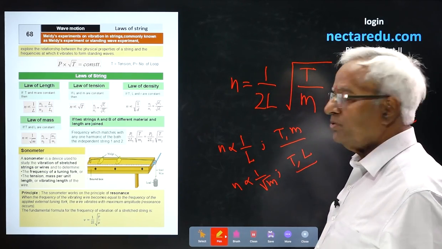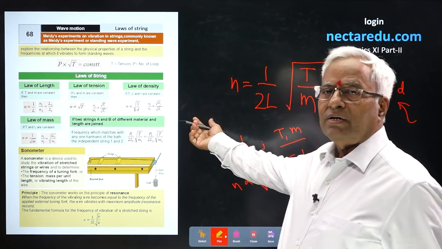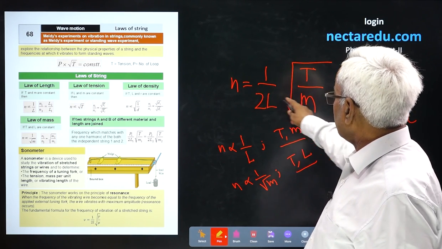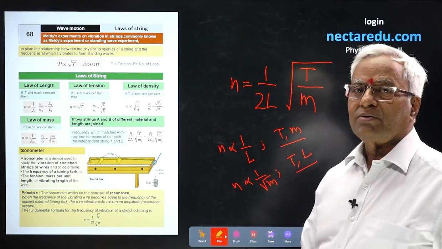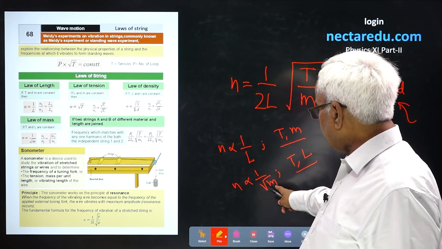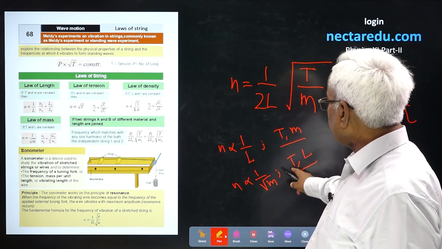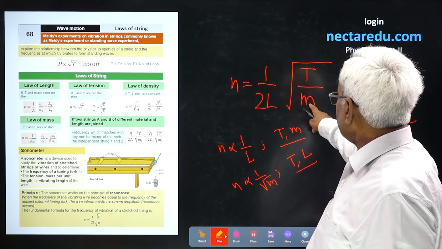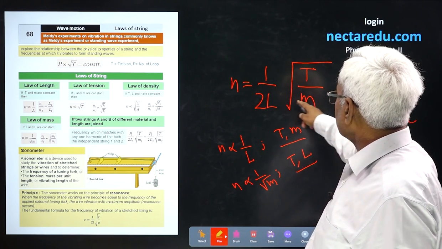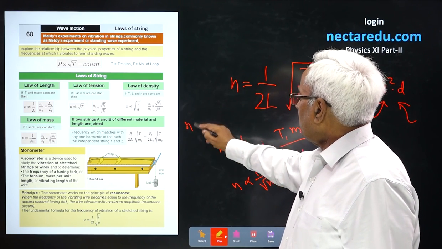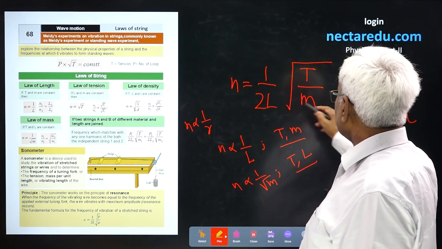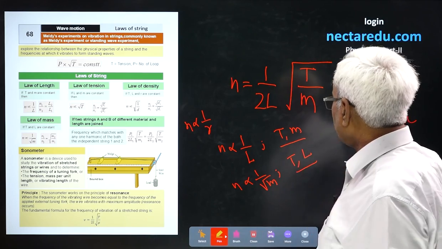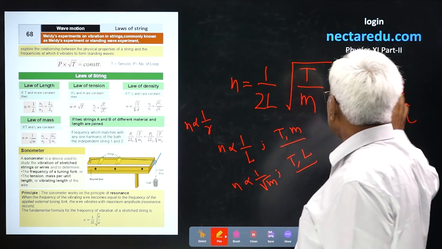If you want to increase the number of laws, you could do it, but you have to be alert at this juncture that you consider one, establish the relation and say the remaining are constant, as I did in the case of linear density. I related it with frequency, then I strictly said that T and L will be constant. Likewise, if you write m as pi r squared d, then also you could relate n with r, and again you would say that the remaining, that is L, T and d, are going to be constant. These are known as laws of string.